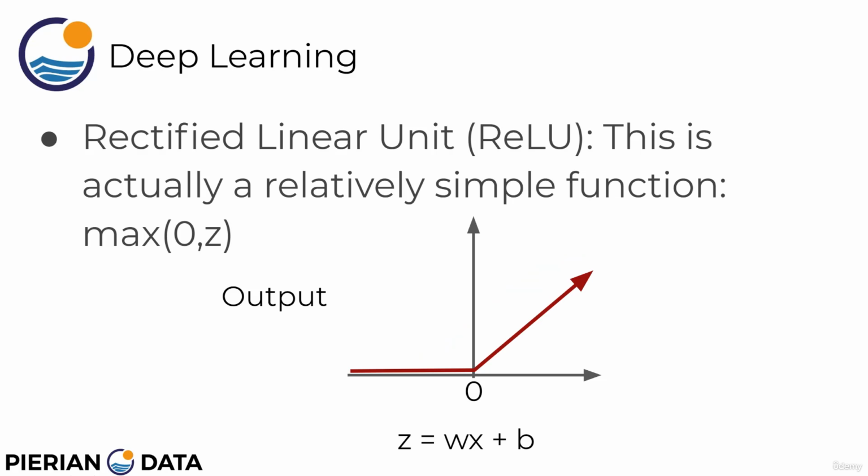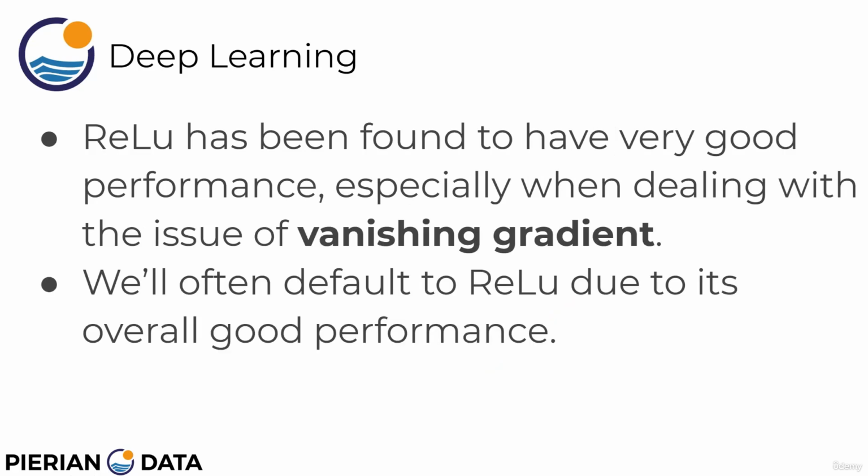Now, another really common option is the rectified linear unit, shortened to ReLU. And this is actually a relatively simple function. Basically, you can describe it as max(0, z), which essentially states that if the output of the value is less than 0, we treat it as 0. Otherwise, if it's greater than 0, we go ahead and output the actual z value. Rectified linear units have actually been found to have very good performance, especially when dealing with the issue of vanishing gradient, which is a term and issue we'll discuss in more detail in a future lecture.